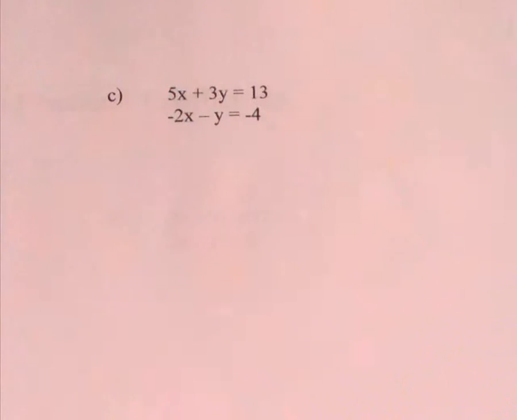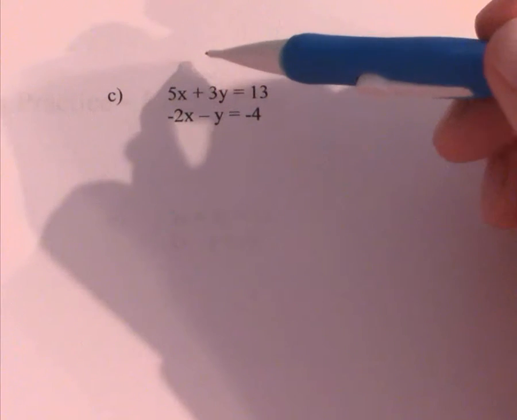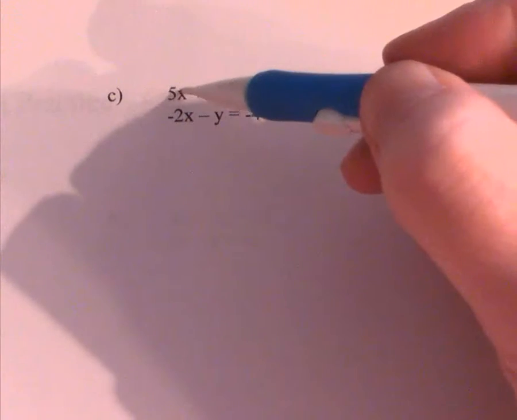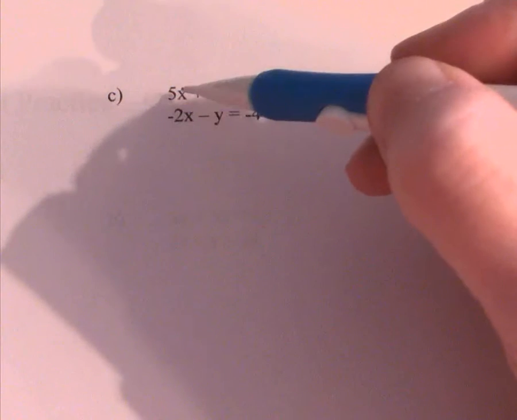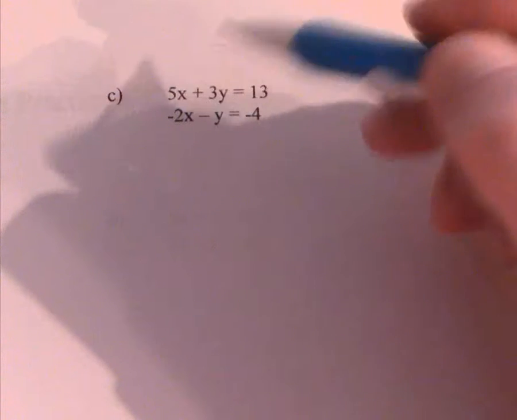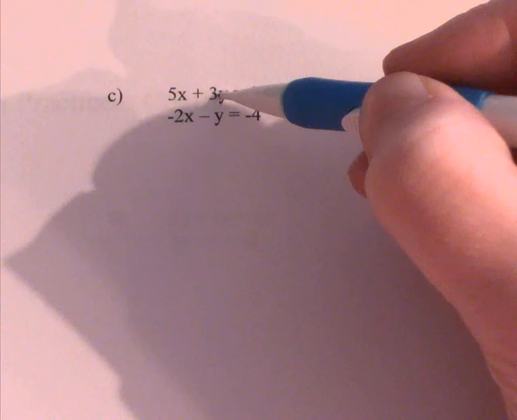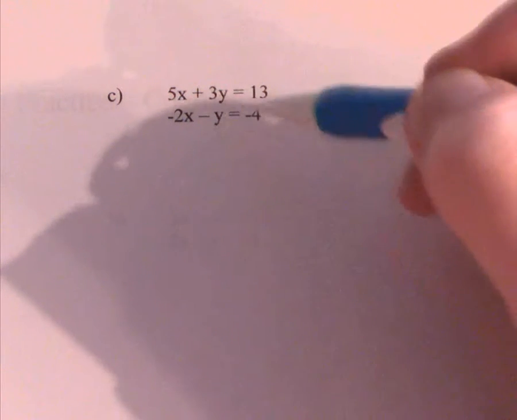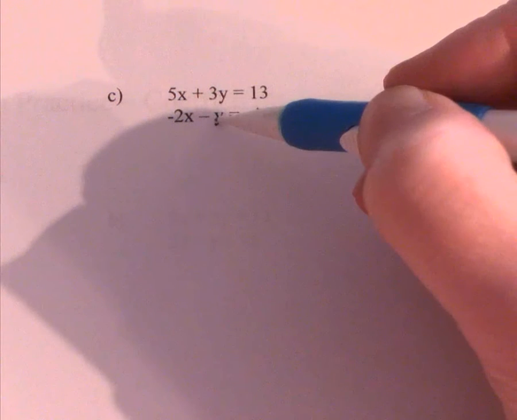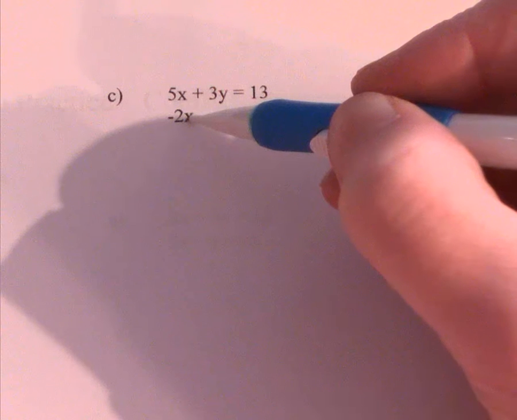Okay, let's look at the next one. Let's look at C. So in this case, I can put the same number in front of x. So I would want 10 in front of x because that's a multiple of both 2 and 5. Or I can put 3 in front of y. There's a 3 here and this has a 1. So this is already a 3. And I would only need to multiply this by 3 to make that work. So that's probably a little bit easier than multiplying this one by 2 and this one by 5.